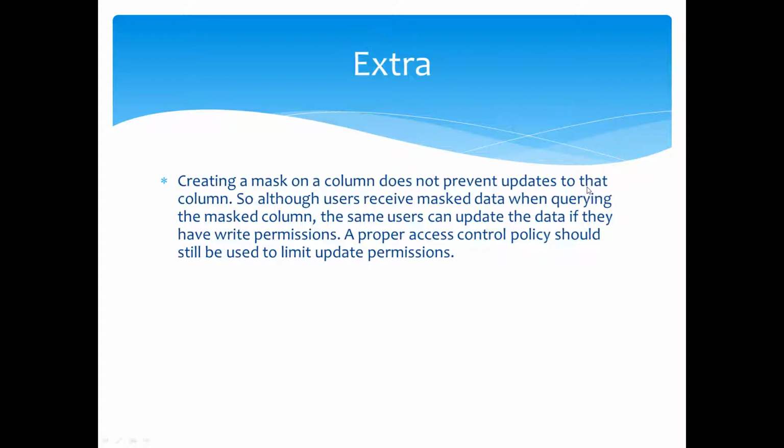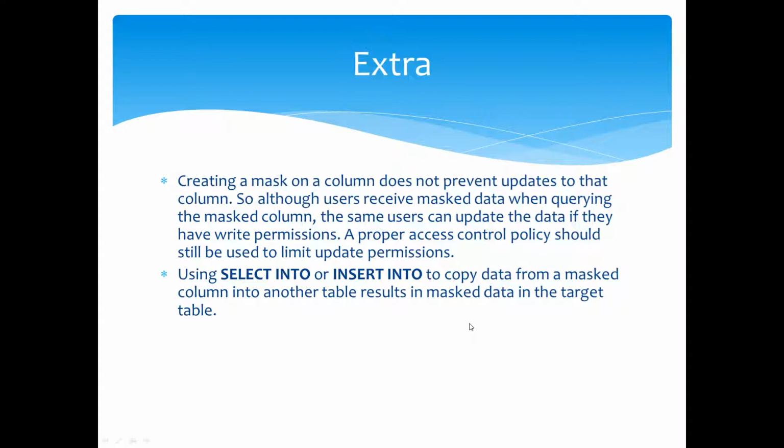Like I said before, it's still stored exactly the same way. It's just when it's being displayed back to a user that doesn't have permission that the mask is applied, right at the last step. So although the users receive masked data when querying the masked column, the same users can update the data if they have the right permissions. So obviously your permissions have got to be in place, but a proper access control policy should still be used to limit update permissions, which is something we'll talk about in another video, I think.